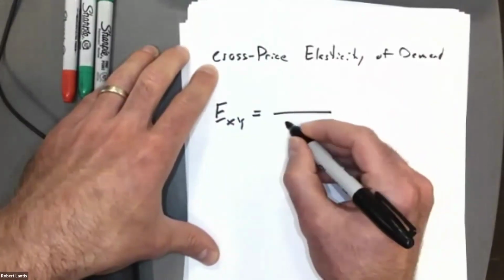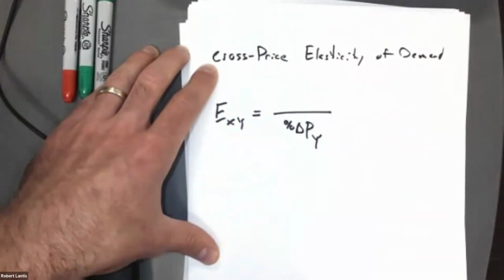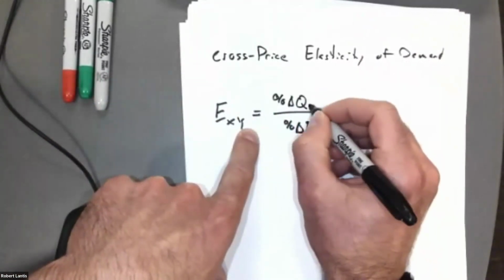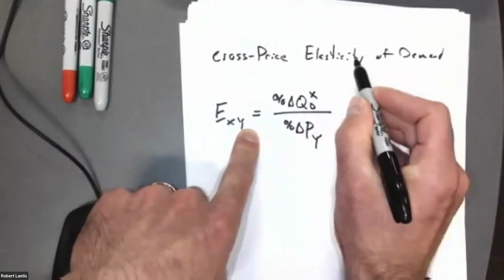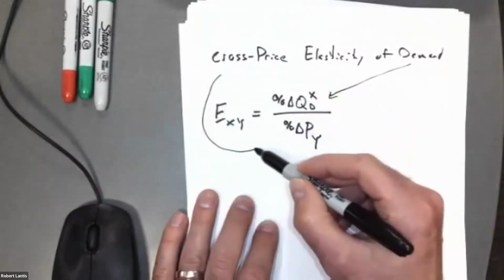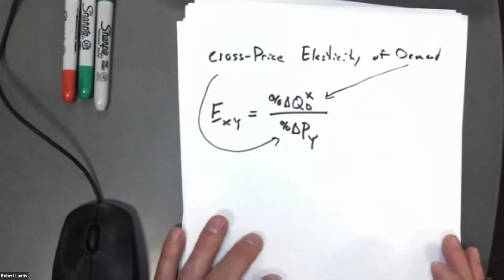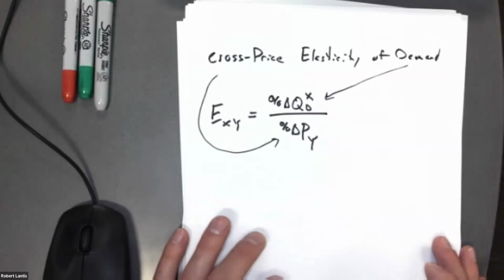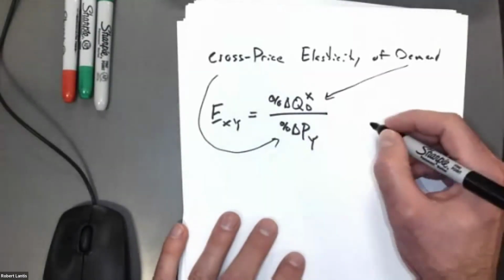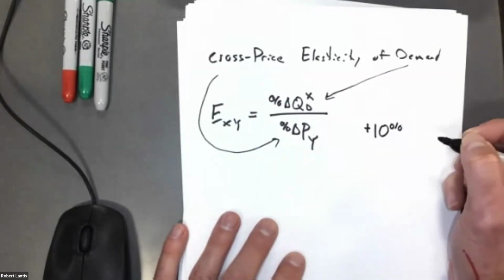So cross price means it's a percentage change in the price of some other good Y. And then we want to know, how does the quantity demanded for good X respond to that, right? So the thing that comes second is in our numerator. The initial change is what goes in our denominator, okay? Now, if I have something where the price of Y goes up, just to put a number to it, let's say it goes up by 10%.